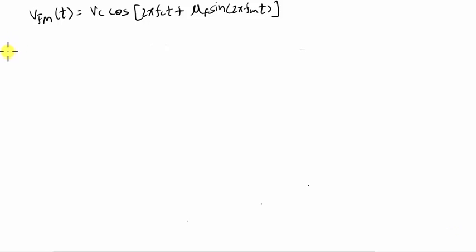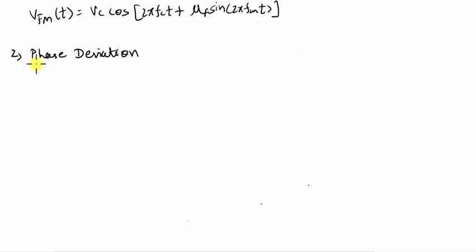Let us continue with the discussion on parameter definitions. I will once again take the FM signal expression that we have just derived. We defined frequency deviation in the previous video clip. We will now define a similar parameter which is called phase deviation.